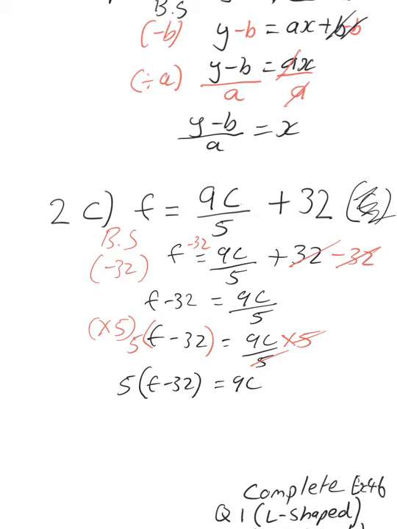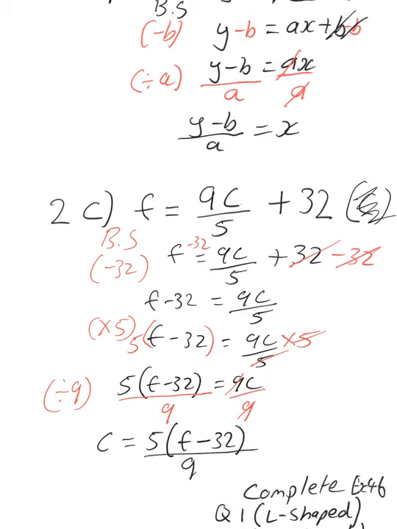And the last step is to divide both sides by 9. I'll do that straight onto here. Divide by 9, divide by 9. They cancel each other out, and we can see that the formula to convert Fahrenheit into Celsius is 5 times Fahrenheit minus 32, all divided by 9.